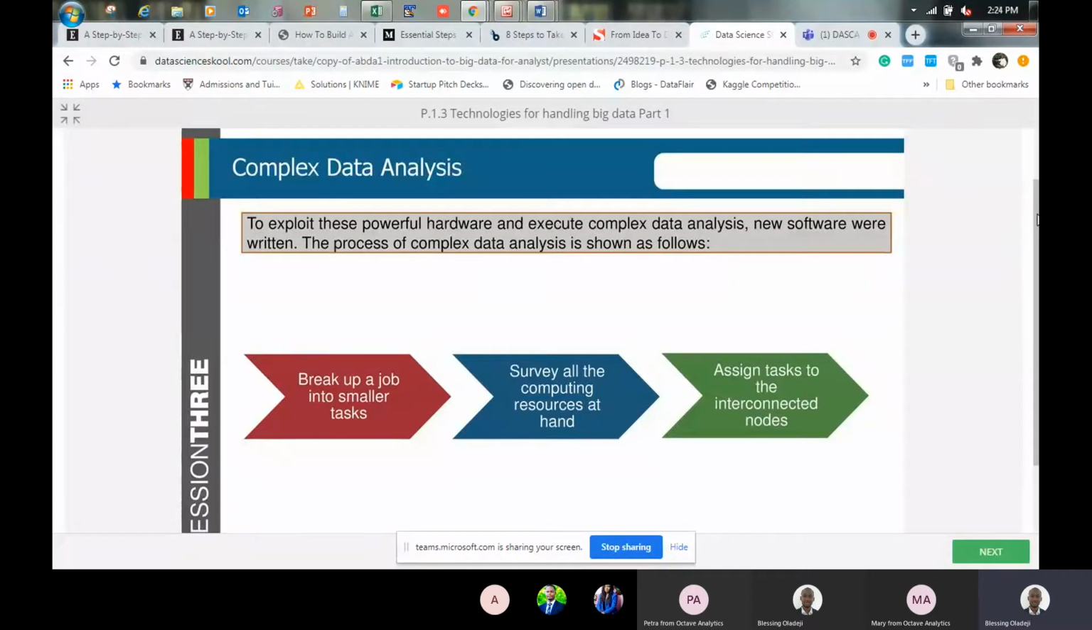Then you survey, identify all the computing process resources that are available to execute the job, and then you assign all the smaller tasks that you have divided into smaller units. You now assign them to the different computing resources that are available. It's just as simple as that.